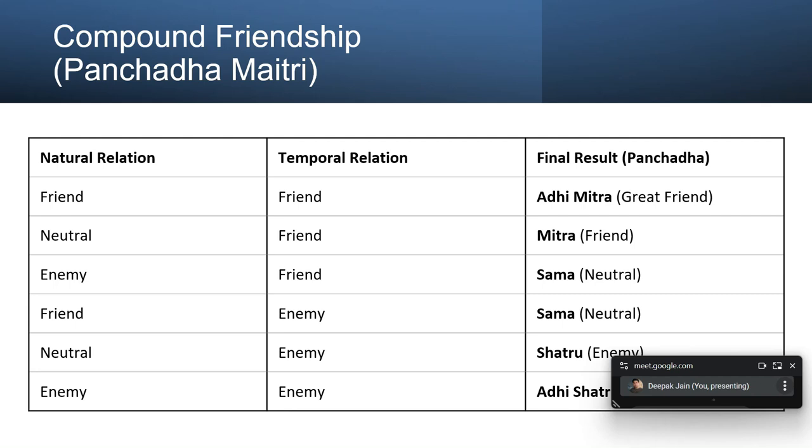And after that we studied about friendship. We studied about the natural friendship of the planet, then temporal friendship, and then the combination of two, which will give you the compound friendship, which is also known as Panchadha Maitri. Okay, so this is what we covered in the last session. In today's session we will understand what is combustion of a planet, and then we will also understand what are retrograde planets.